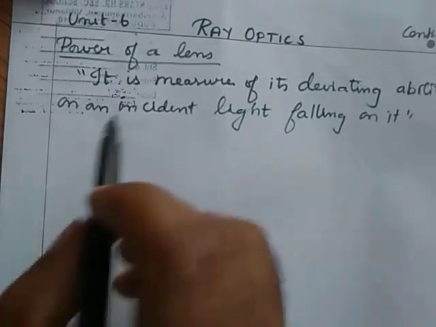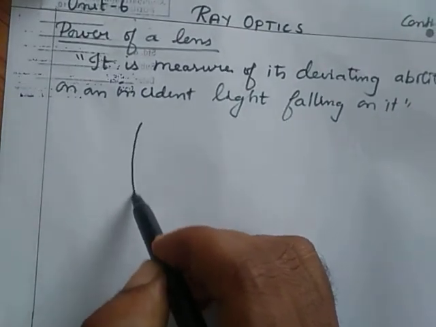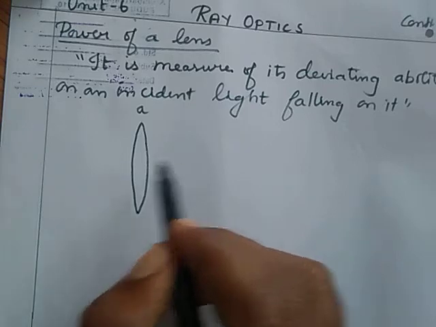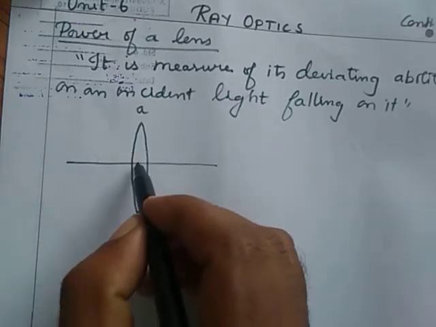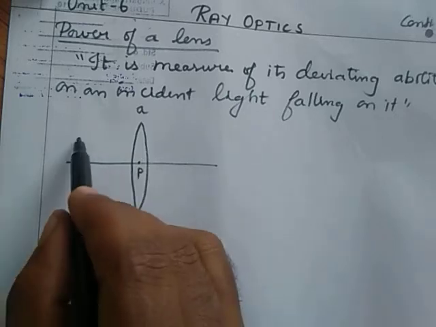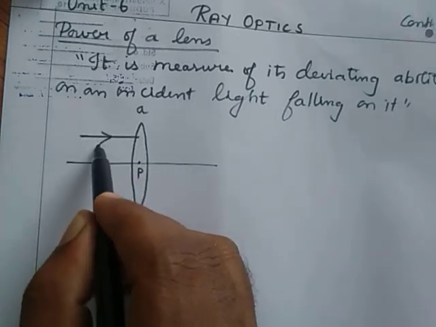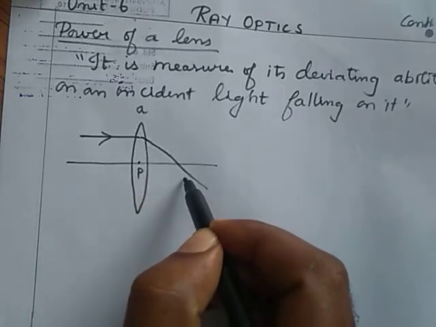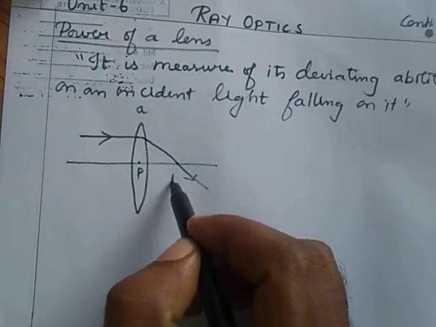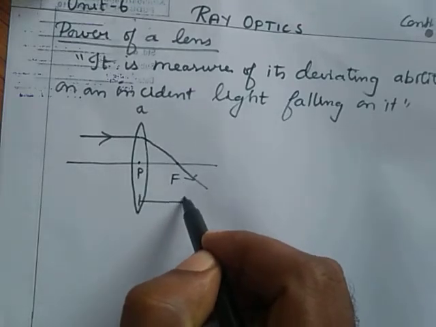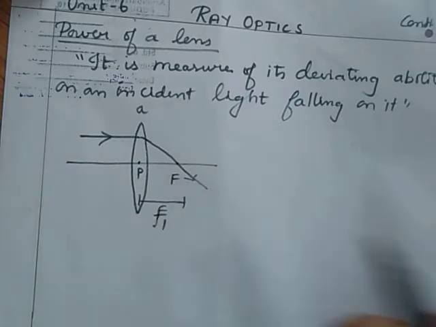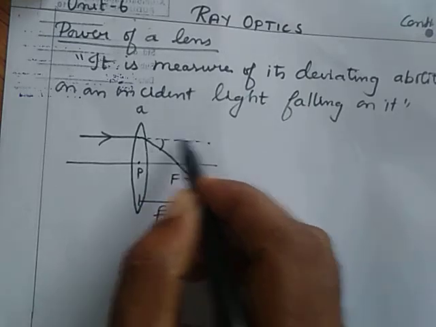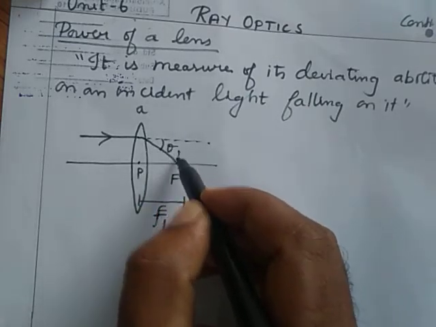Here I consider a lens A. This is a biconvex lens. This is the principal axis, and this is the pole of the lens. Suppose a paraxial ray of light comes parallel to the principal axis. After refraction, it will emerge through the focus F. Here the focal length is F1. This is the extended incident ray. The angle between the incident ray and the emergent ray will be theta1.